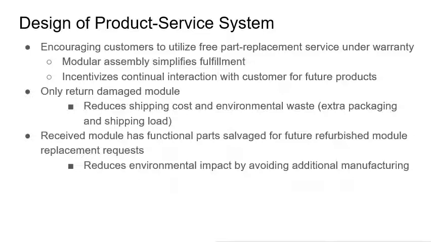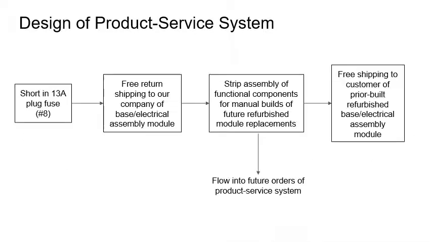Once the module is received, we plan to salvage parts that are in near mint condition for future refurbished parts replacement. This is the key to our PSS. By using salvage parts, we are reducing the environmental impact by avoiding additional manufacturing. The following is an illustration of the cycle at work. All components besides the shorted fuse will be salvaged for future refurbished module builds. In the end, we return a prior built refurbished base electrical module to the customer who submitted the claim.